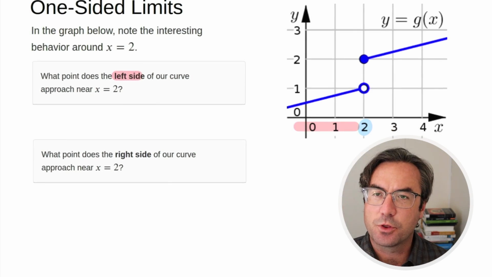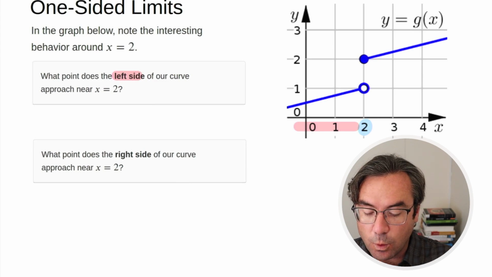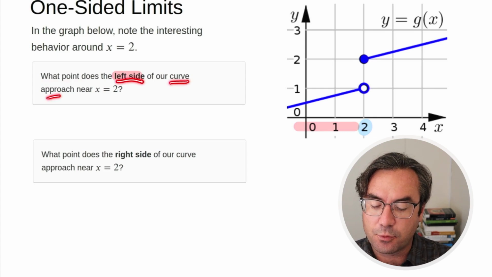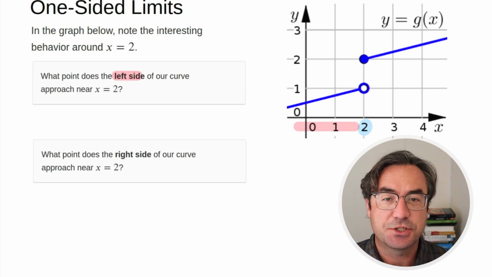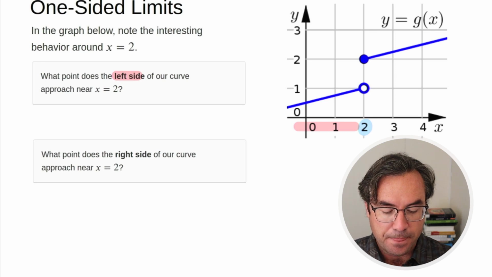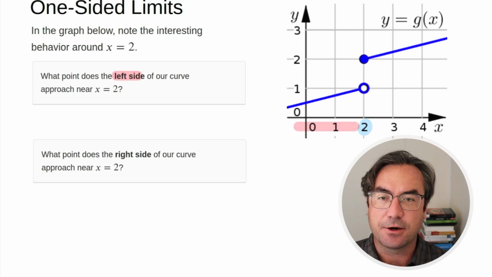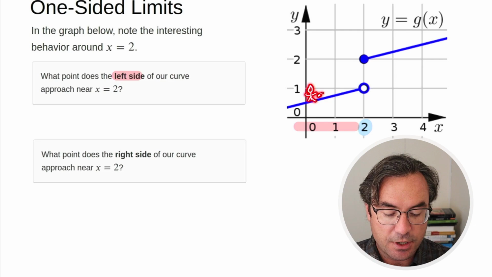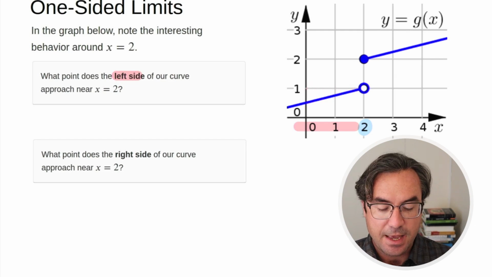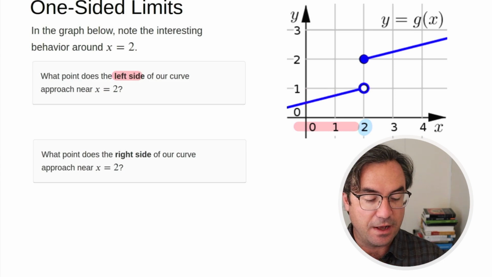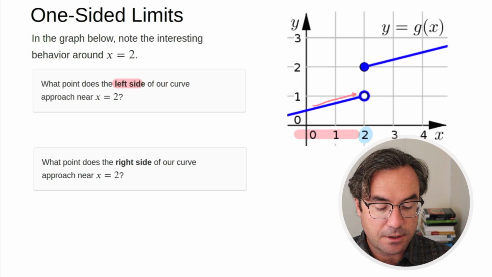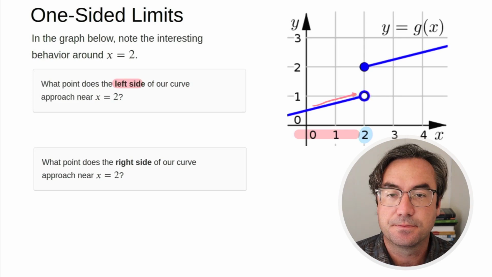And so the question we want to answer is, what geometric point does the left side of our curve approach near x equals 2? All right, so we're interested in x equals 2. We're going to take a step away, go to the left side here, and imagine a little person. Imagine we're going to walk along this curve and see where the path takes us. And it looks like if we follow the graph of this function, we're going to be walking closer and closer to this point.